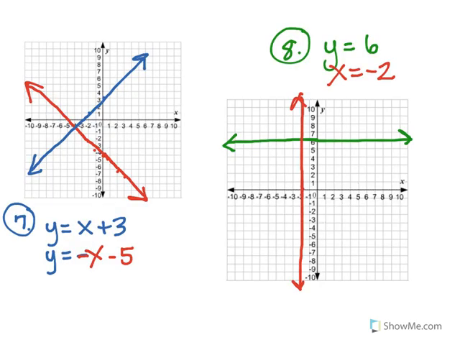And you guys can look on this graph for number 7. When you graph y equals x plus 3, and you graph y equals negative x minus 5, you can see that these are perpendicular. They intersect at a 90-degree angle.